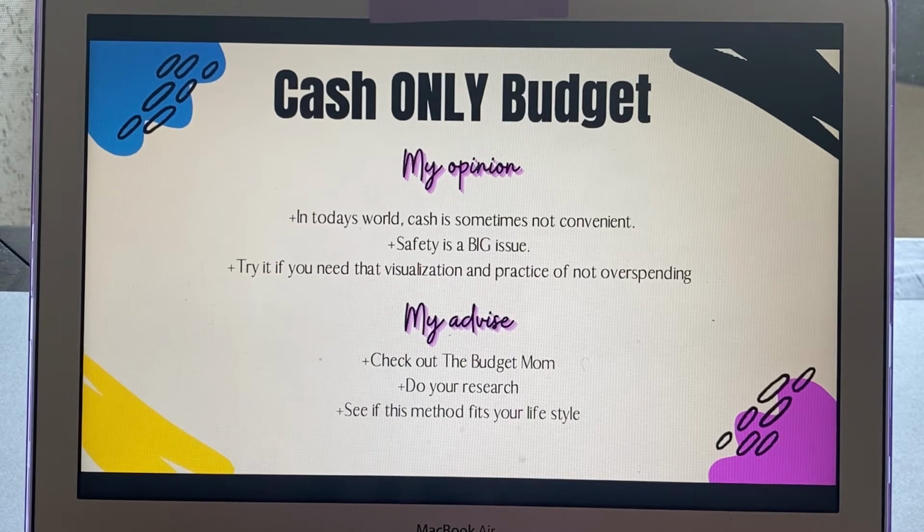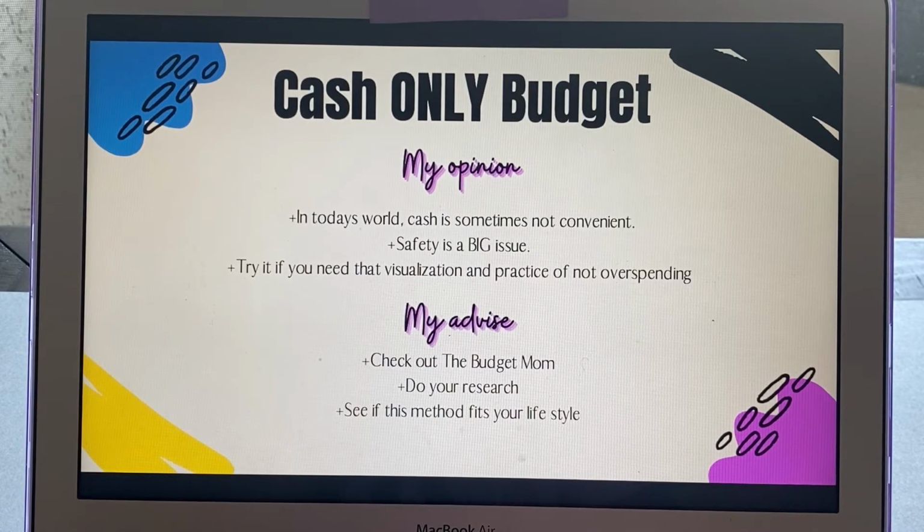My advice to you is to check out the Budget Mom. I believe she is queen for this budgeting method. She's gotten herself out of debt. She's helped thousands of people control their finances as well with this budgeting method, and I just feel like she clearly gives the advice that you need with no fluff. She's honest and everything like that.